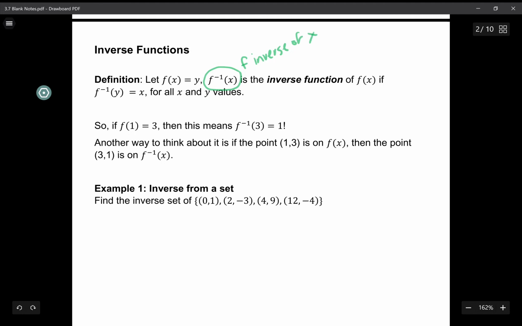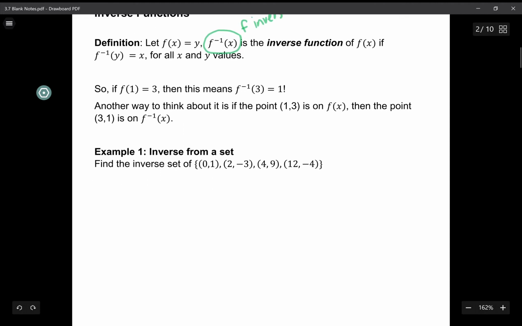And it's not an exponent, it's just a way of noting the inverse function, so you have to be careful with that. So if I'm talking about two inverse functions, so let's say I have an original function f, and f of 1 is 3, then f inverse of 3 must be equal to 1. Another way to think about this is if the point (1, 3) is on f of x, then the point (3, 1) is on f inverse of x.